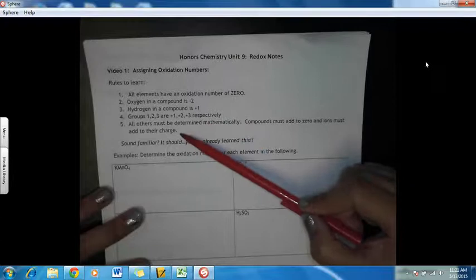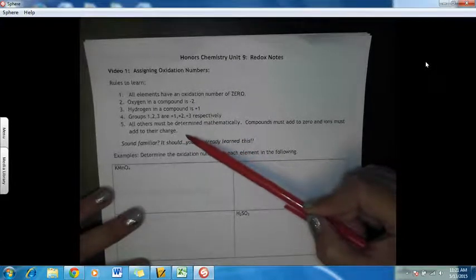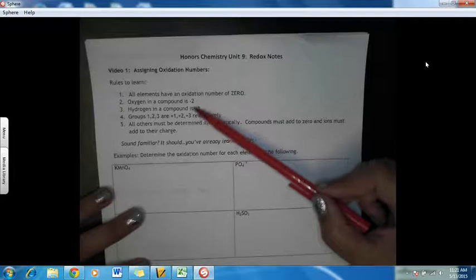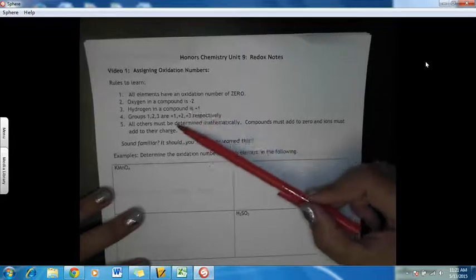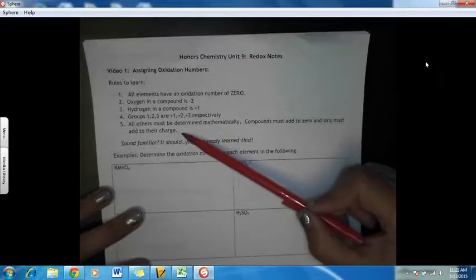But everything else has to be determined mathematically. We learned on the periodic table about some of the other charges, but those are not always true. These are true all of the time, but the others are not always true. So all the others we have to figure out mathematically. Compounds have to add up to 0, and ions have to add up to their charge. Again, this should all sound familiar because we've learned this already.